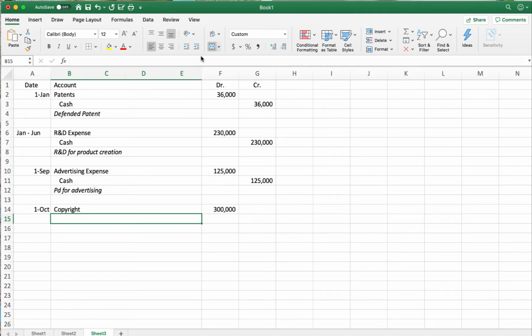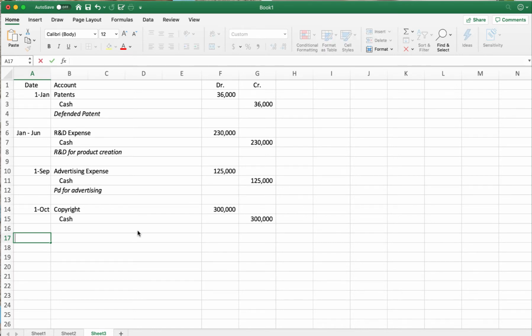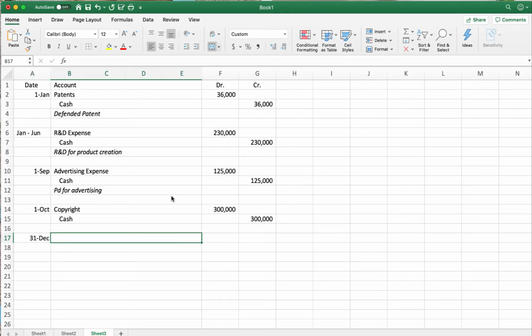How do we pay for it? Well, we paid cash. So, increase your indent. Type in cash. And type in your amount, $300,000. Okay? Now we need to book amortization expense. So, this is on 12/31. Or we'll just say December 31. We have an amortization expense. And we also have our account that we need to hit.